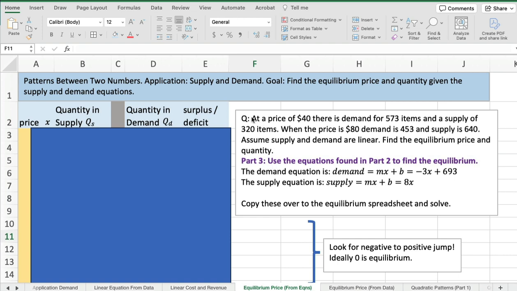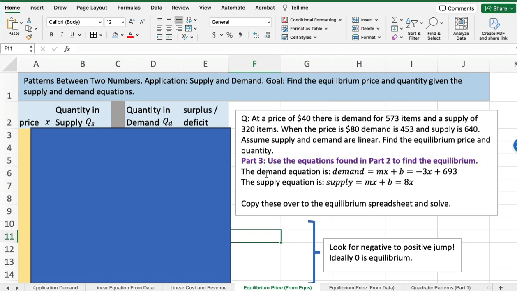So let's just read the question one more time. The question stated, at a price of $40, there's a demand for 573 items and a supply of 320 items. When the price is $80, demand is 453 and supply is 640. So we are to assume that both supply and demand are linear, find the equilibrium price and quantity. So in this part 3 of the video, again, I'm going to ask you to try this on your own to just kind of see if you're learning how to do this stuff and see how well you're doing.